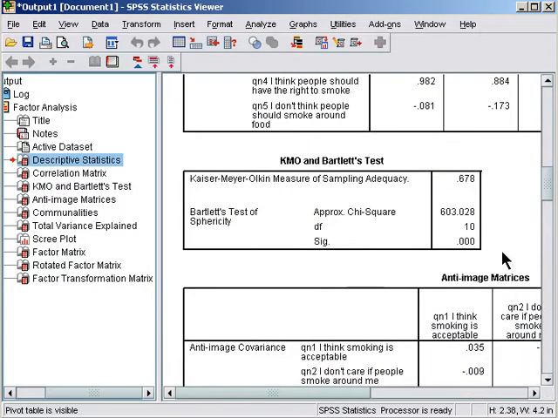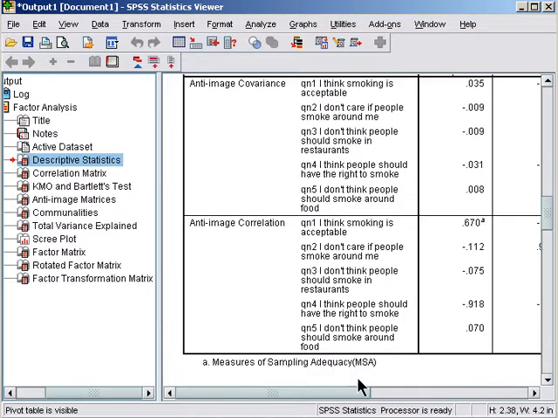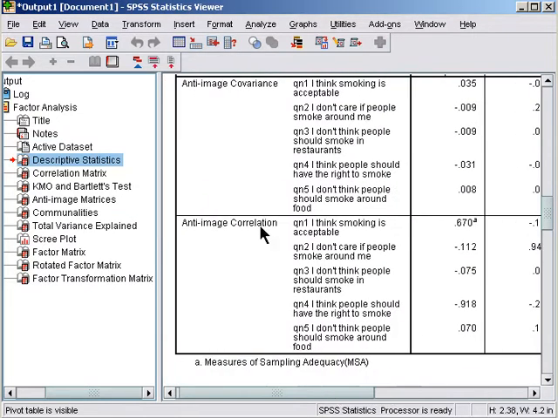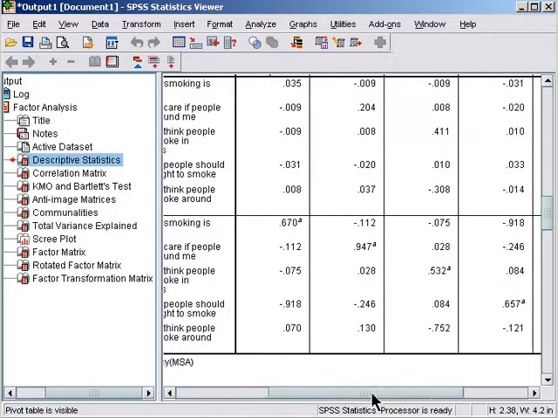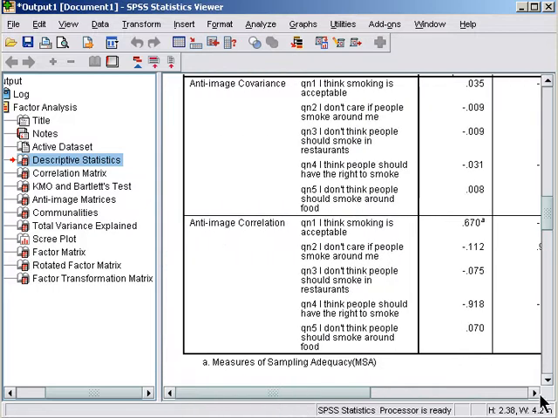Other indicators of sampling adequacy are KMO and Bartlett's, and if KMO is over about 0.5 or 0.6, then it's factorable, and if Bartlett's is significant, then that also indicates factorability. And another way, a third way to check the factorability, is to look at the anti-image correlation matrix and look at the diagonals and check whether they're above about 0.5 or 0.6, which they clearly are.